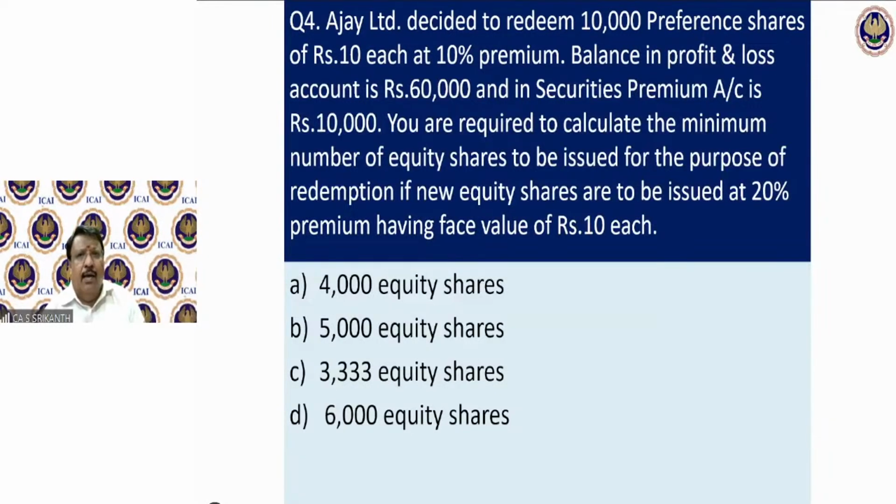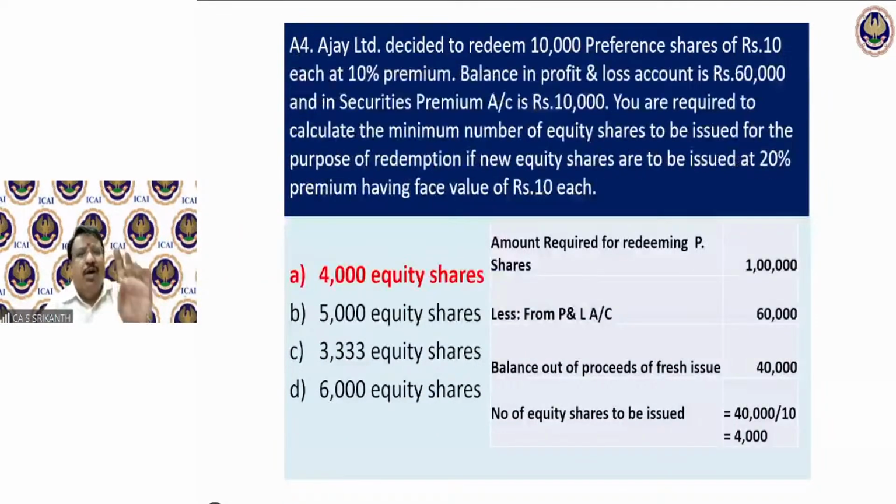Out of that 1 lakh, I can adjust that 60,000 in P&L account, which means balance is only 40,000. This 40,000, I need to issue equity shares. Okay, at a premium of 20%, that doesn't matter. I have to take only the nominal value. So 40,000 divided by 10, I have to issue 4,000 fresh equity shares, on which I'll collect 40,000 nominal value, which will be adjusted. So entire 1 lakh is covered. 60,000 out of profit, 40,000 out of fresh issue at 4,000 shares of rupees 10 each. Of course, at a premium of 20%.